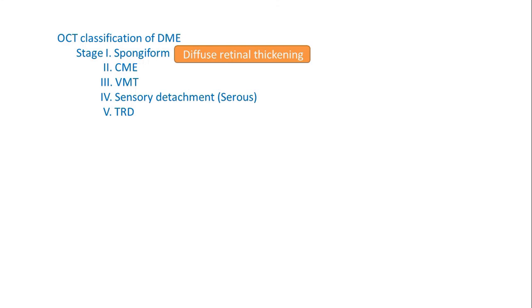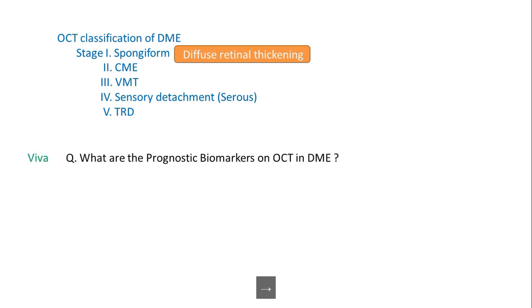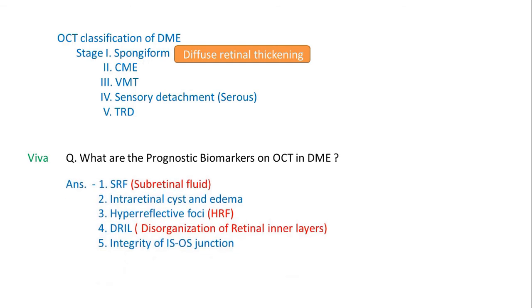Next frequently asked Viva question is prognostic markers of DME on OCT. There are 2 positive and 3 negative biomarkers of diabetic macular edema. Positive markers are subretinal fluid, intraretinal cyst and edema, while negative markers are hyperreflective foci, disorganization of retinal inner layers, and integrity of ISOS junction of photoreceptors.